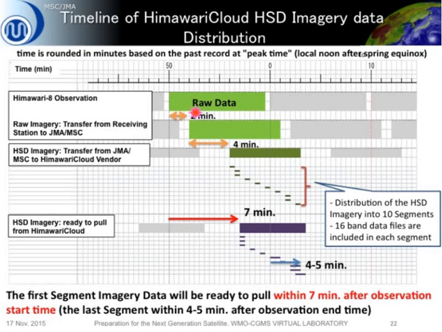And raw data, then after 4 minutes later, HSD data are created in MSC and started transferred to HimawariCloud vendor. It takes 4 minutes. And then those data are ready to pull by users. After all, the first segment is ready to pull within 7 minutes after observation start time. And the last segment is ready within 4 to 5 minutes after observation end time. This point.